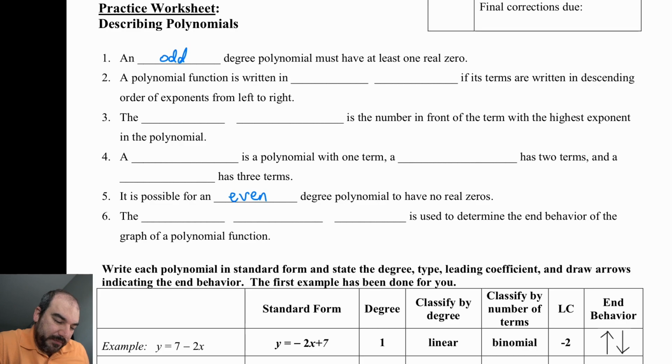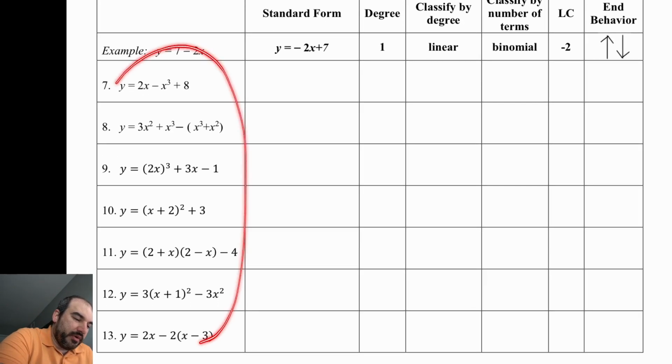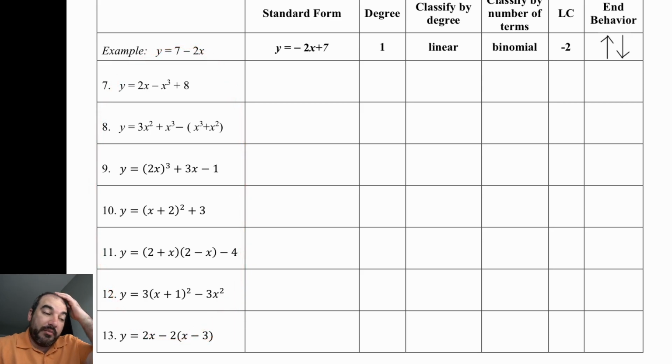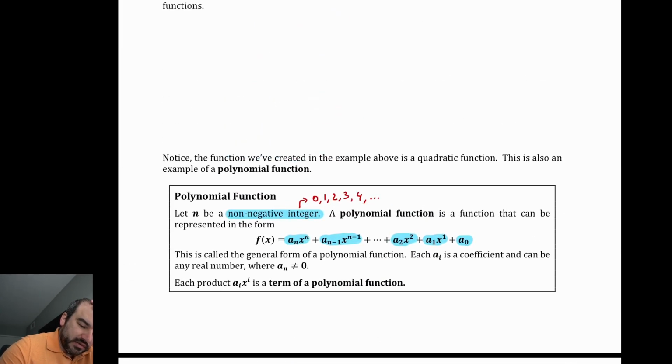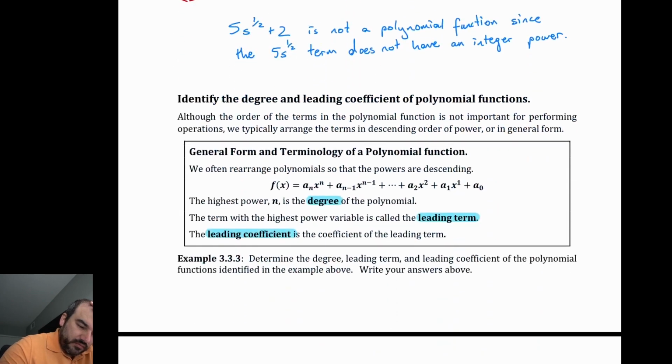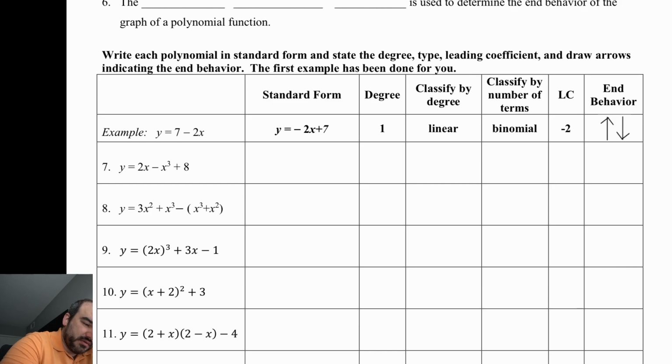And then there's a nice table here where you're given some polynomial equations, maybe not in their standard form. So you're going to put them in standard form. We also called it general form in the notes, right? General form and standard form are the same thing in this case. You're going to name the degree, classify by degree, and classify by number of terms. LC stands for leading coefficient.